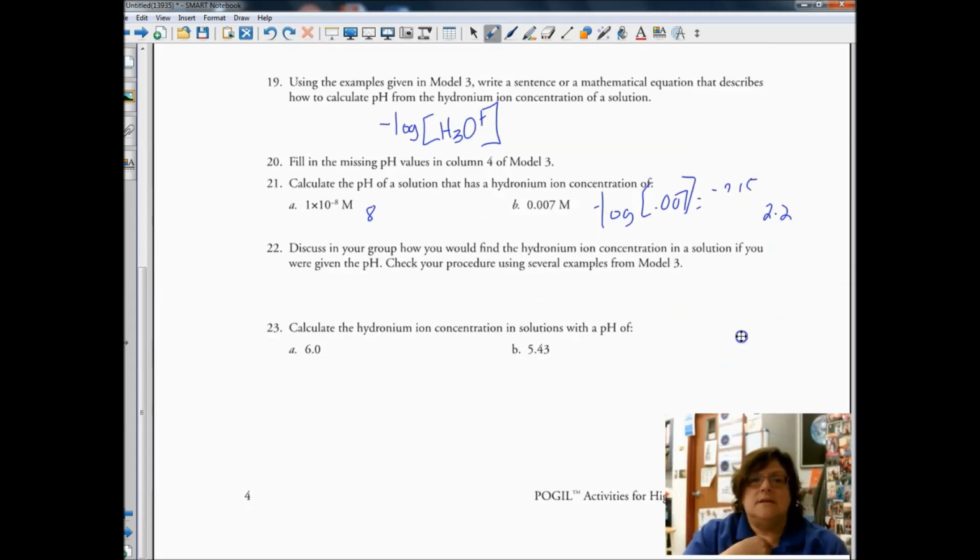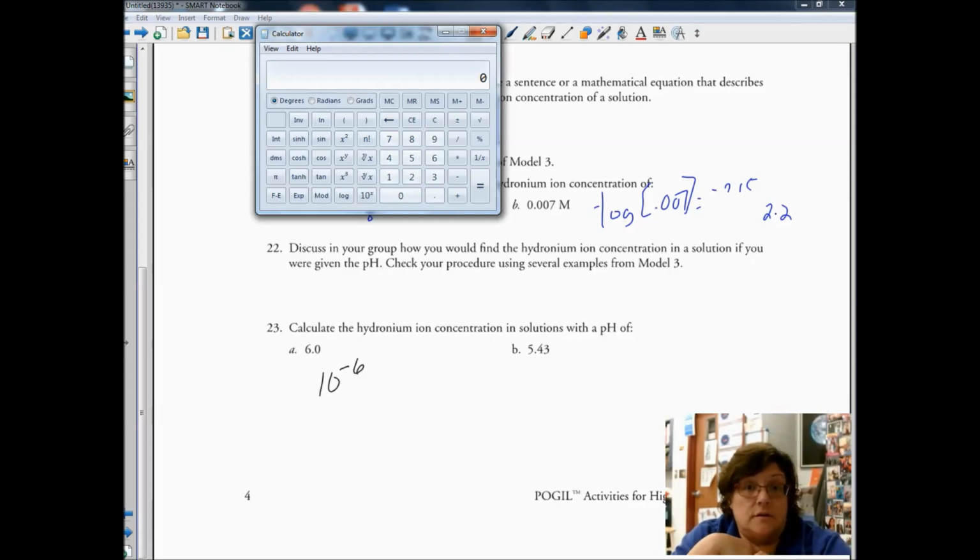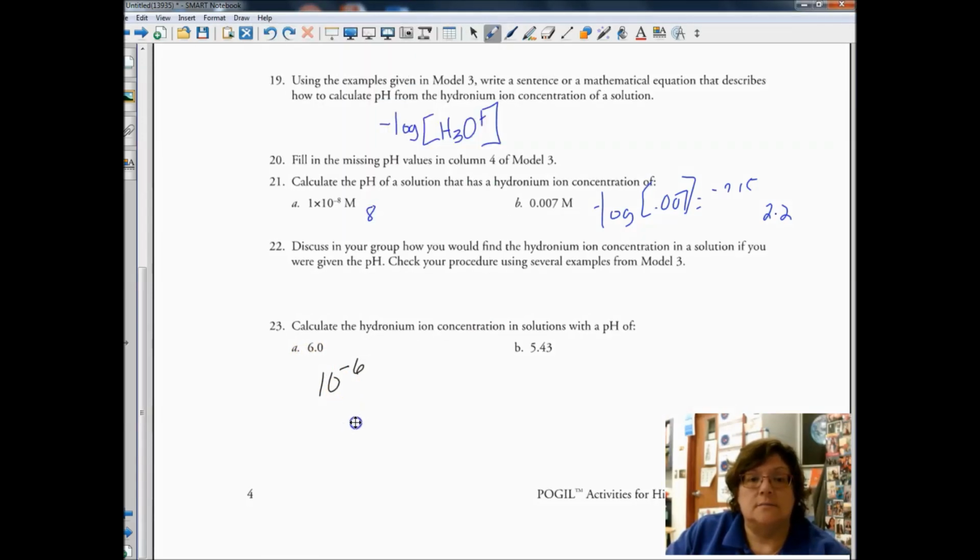Alright, next, discuss in your group how you would find the hydronium ion concentration in a solution if you were given the pH. Check your procedure using several examples from Model 3. So if you're given the pH, now you've got to work backwards. If pH is the negative log of a concentration, in order to go backwards, we need to take the anti-log of the pH. Anti-log is the exponent. So if pH is 6, we're going to make it negative 6, and we raise it to the 10th power, like I did here.